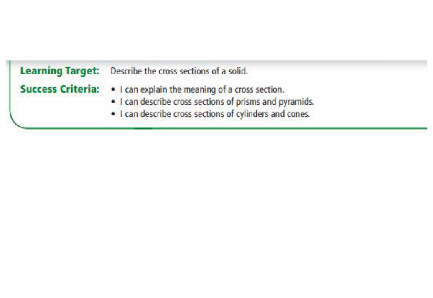Your learning target is to be able to describe the cross sections of a solid, whether you cut vertically, horizontally, or diagonally. For certain three-dimensional shapes, the cross-section that you take out will vary. You'll know that you can do this if you can explain the meaning of what a cross-section is, describe the cross-sections of prisms and pyramids, and be able to describe the cross-sections of cylinders and cones.